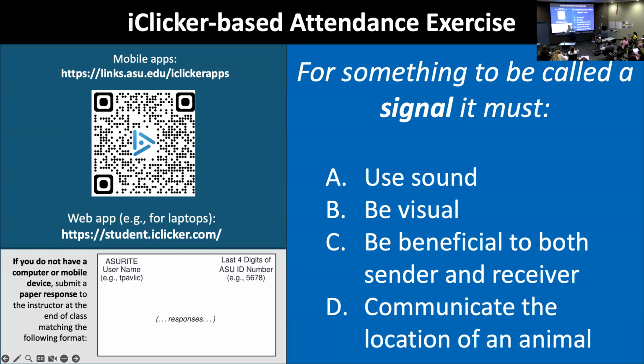If somebody asks, is it a cue or a signal? What they're effectively asking an animal behaviorist is, can you show whether there's benefit to both the sender and the receiver? If you can't, it's probably just a cue. Okay. All right.